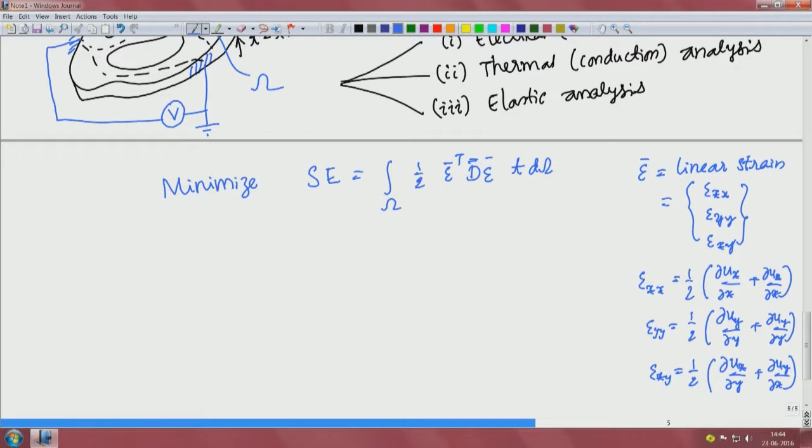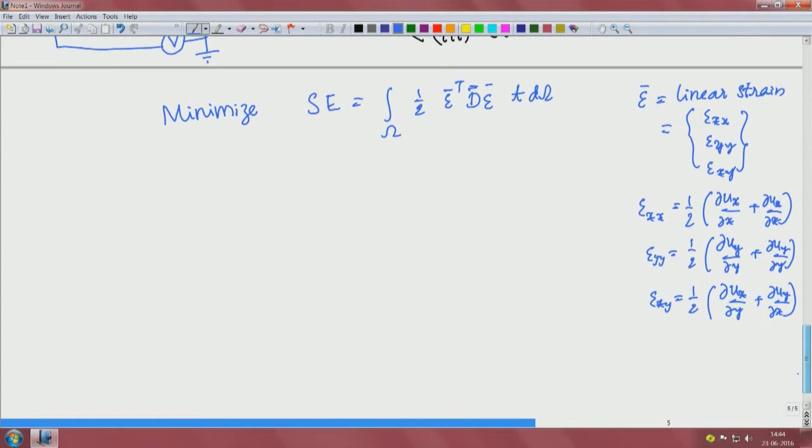And what is the D here? The D is the stress strain matrix. If I multiply D with epsilon, I will get sigma. Sigma also will have 3 components just like strain has. So, this is 3 by 3, this is our stress strain matrix, or what we call the constitutive matrix, the stress strain relationship.